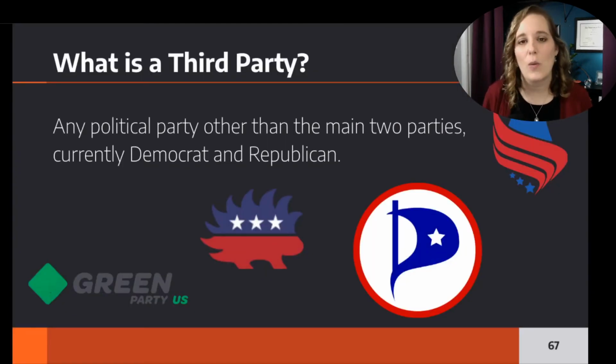First, let's talk about what a third party actually is. Third parties are any party that is not one of the two main parties. So the two main parties right now are the Democrats and Republicans. Third parties include the Green Party, the Libertarian Party, the Communist Party, even the United States Pirate Party. Yes, that is actually a thing. Third parties can really be about whatever they want to be about as long as they are trying to get candidates elected to office.